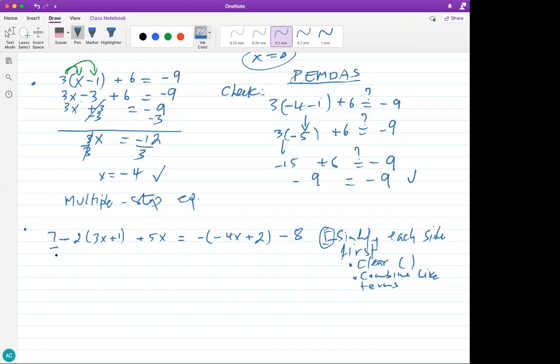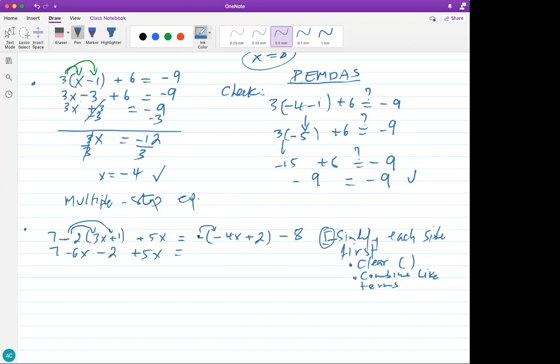Bring the 7 down, and we're going to distribute these. So negative 2 times 3x, negative 6x, negative 2 again times positive 1, which is negative 2. Okay, not just 2 times 3 with a sign here. Take that sign and multiply. Bring the 5x down, and so on. And then we're going to start the same thing on the other side. Okay, I'm going to have a distribution here. We have a parentheses.